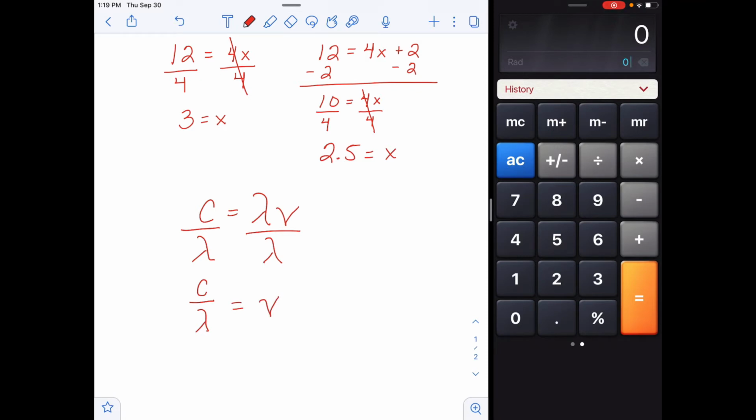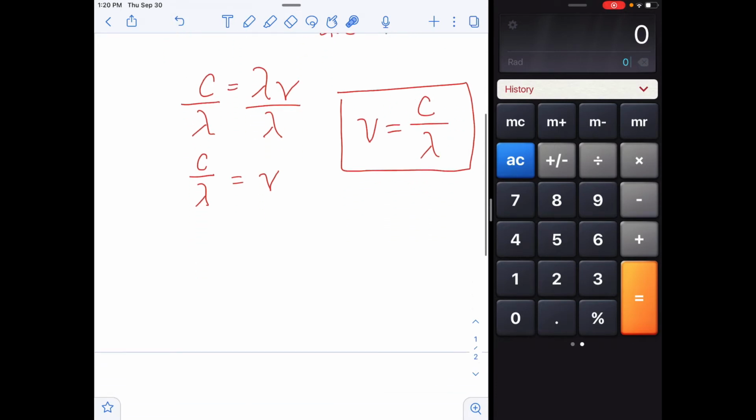and you're going to get C divided by lambda equals nu. However, a lot of times in my class, I like to write it forwards because we read from left to right. So you'll see me swap it around so that I have that. Now in my calculator, I can just plug in whatever I get for C and whatever I get for this value and end up with this value.